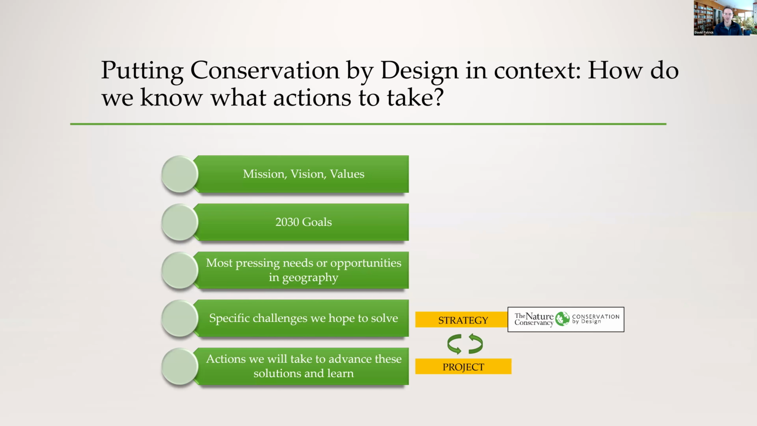I also think it's helpful to put conservation by design in the context of all the scales at which we answer a fundamental question that many teams are asking, pretty much all the time, which is: what should we do?